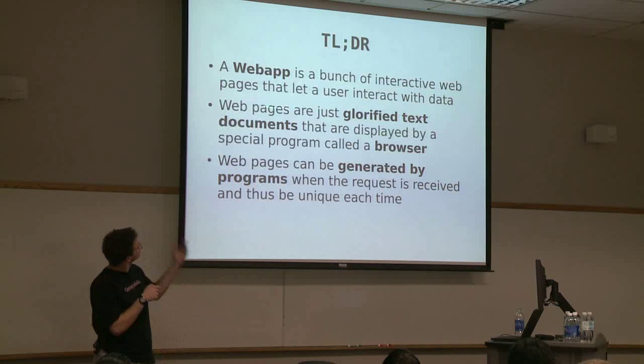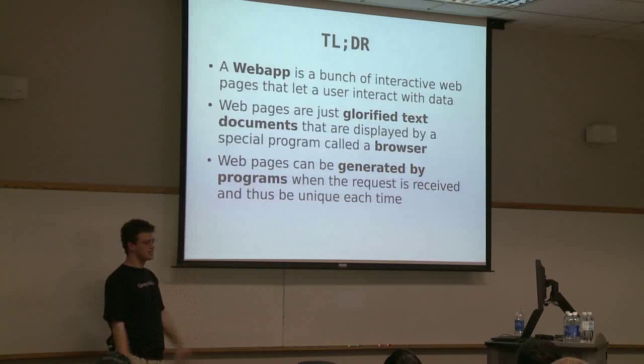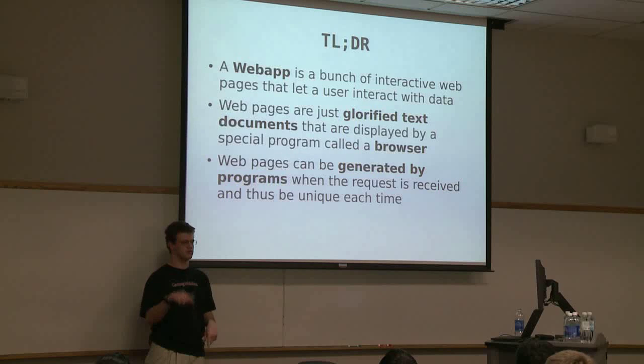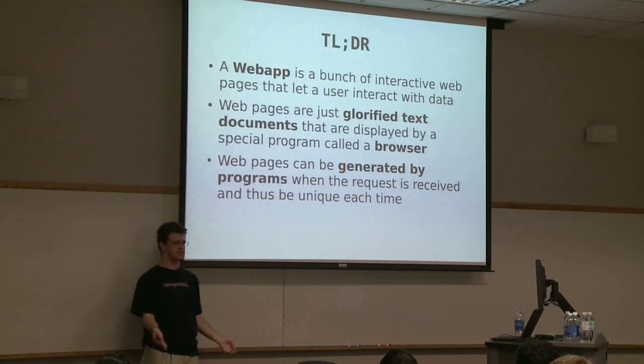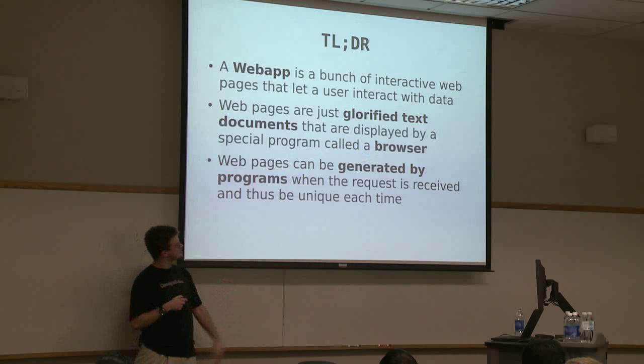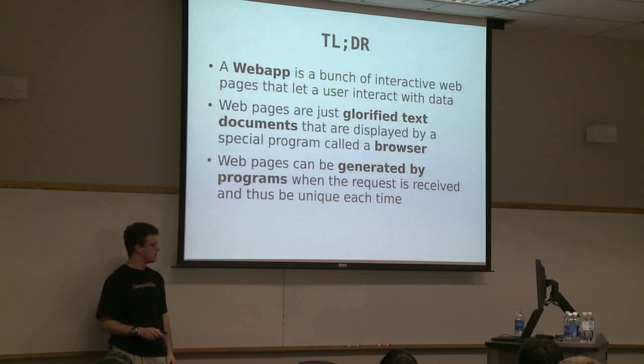So, quick summary. A web app is just a bunch of interactive web pages that let someone interact with data in some way. They're basically glorified text documents. HTML is just text. It's something that you could read if you really want. In most browsers, if you hit Control-U or View Source, you can actually see the HTML behind a page. And programs can generate that HTML automatically every time a request comes in and have it be a different, unique page for everyone that views it.